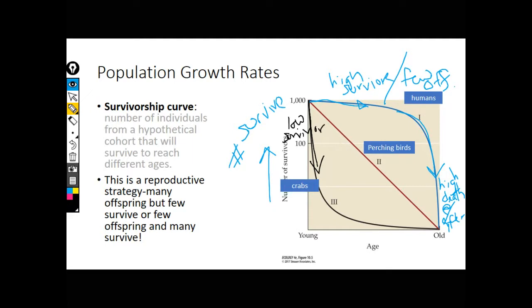Okay, this thing is like jumping off a cliff, right? If we started at 1,000 individuals, not very many of them are making it past that first age class. Okay. Now again, this comes with a trade-off. We have very little survivorship, but we have lots of offspring. Pretty much no investment. We're going to picture this as something like crabs, many fishes.